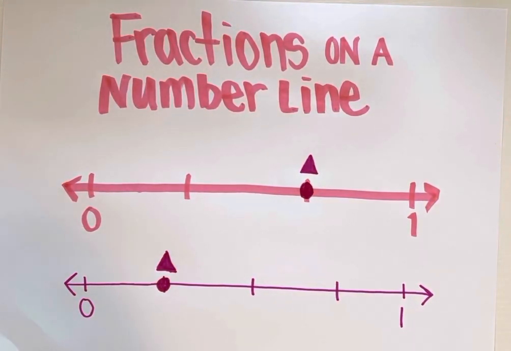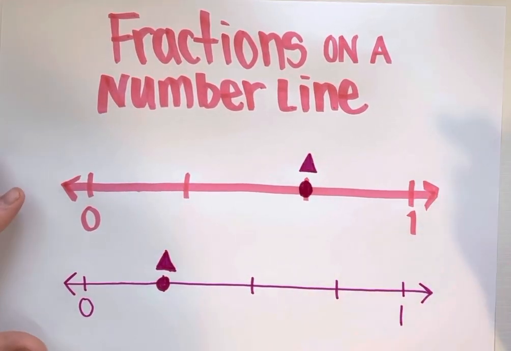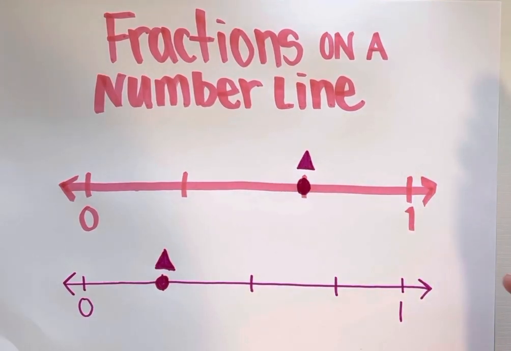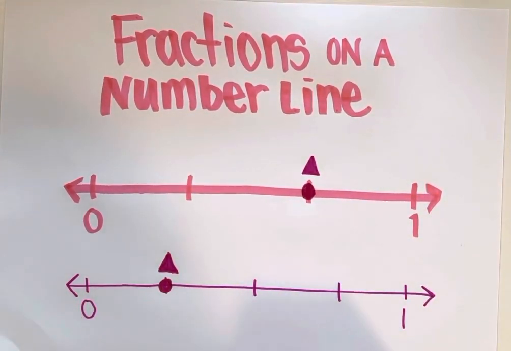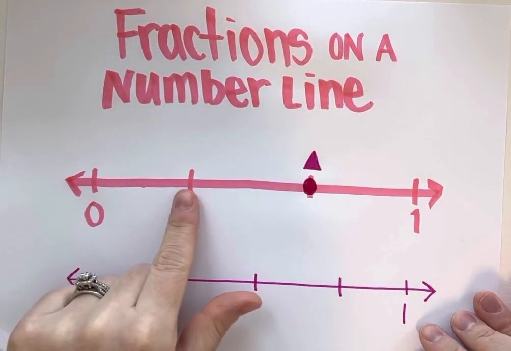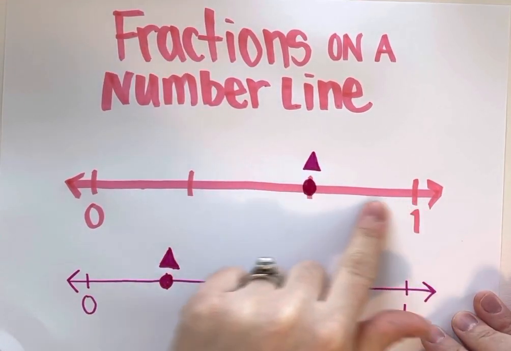Today we're going to talk about fractions on a number line. So being able to look at a number line and determine what fraction a certain point represents. Now, the greatest thing to remember when it comes to fractions on a number line is you're not counting the lines you see. Instead, you're counting the jumps. It's all about this space in between each line.